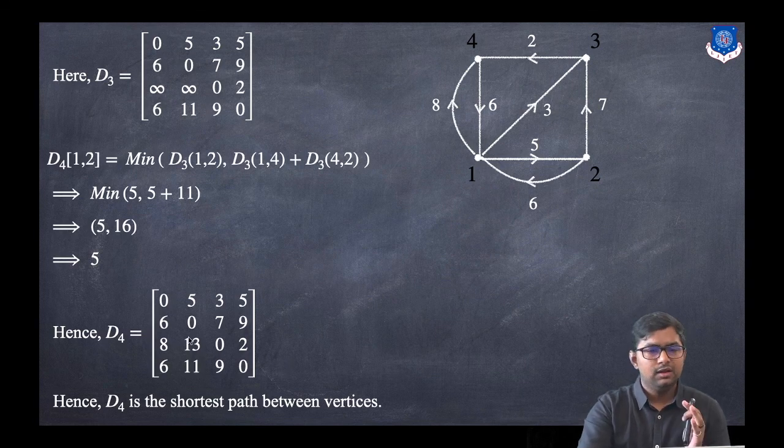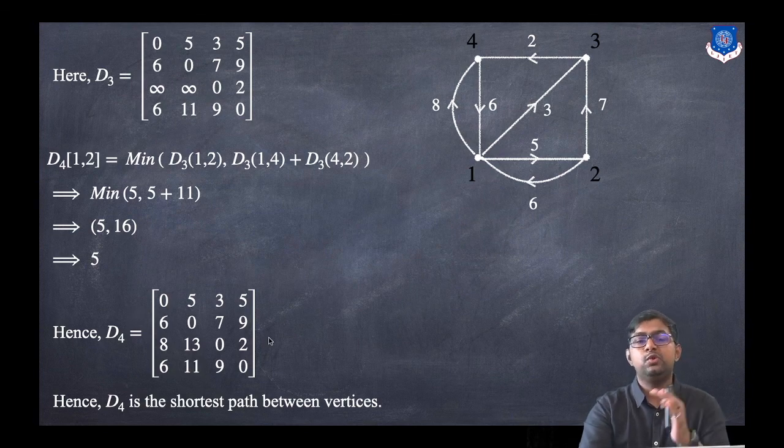And you can check it. How? Just consider this 2 and this 3. The shortest path between 2 and 3 is 7. Then 3 and 4: yes, we have 2. Then 4 and 1, that is 6.